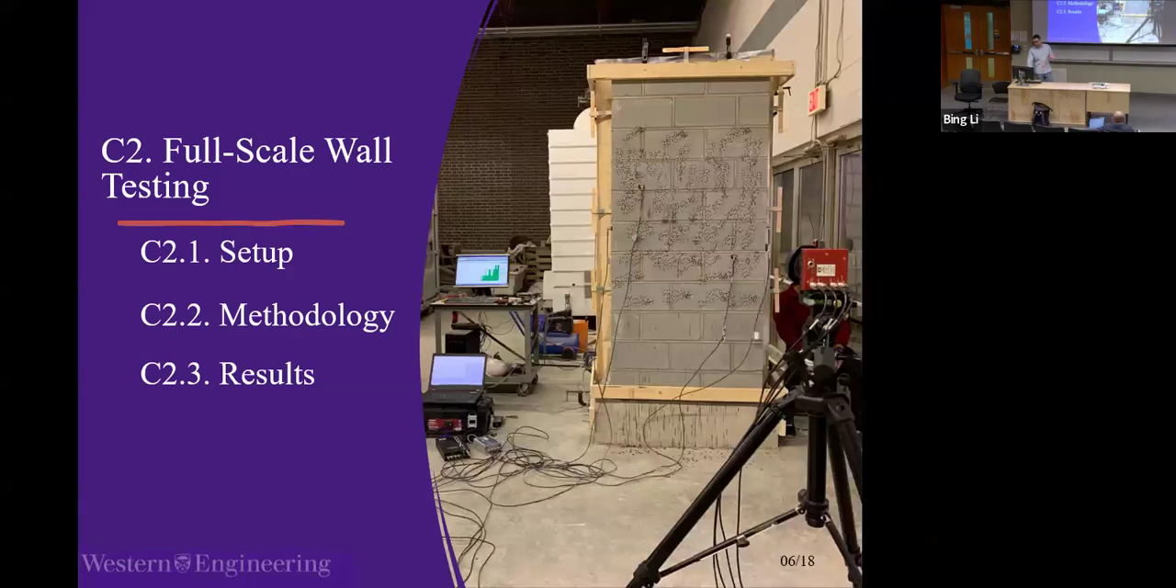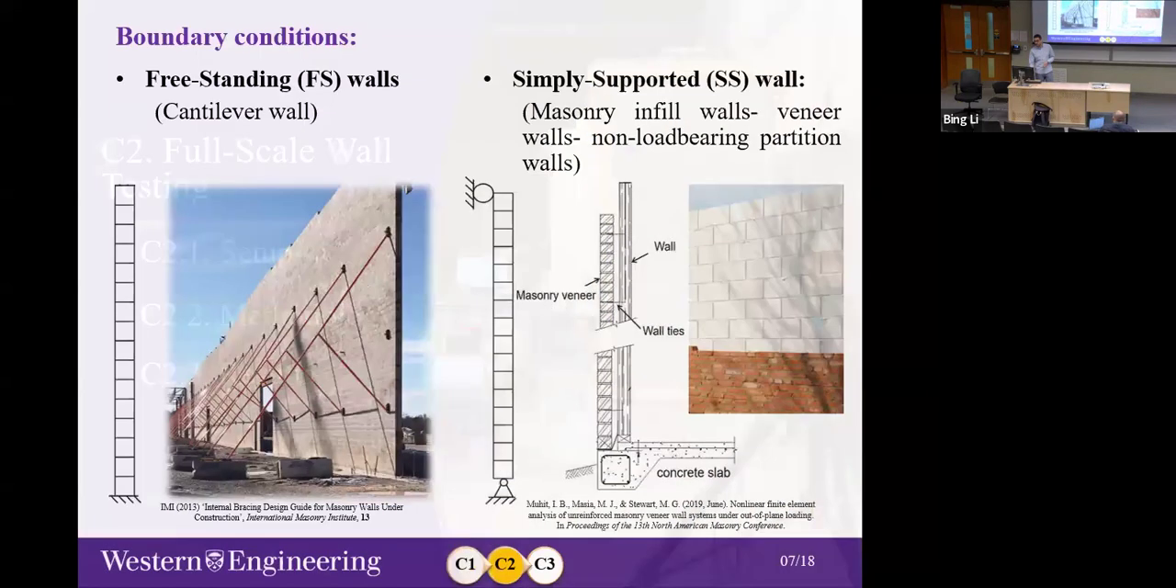So the main body is full-scale wall testing, which is experimental assessment of the flexural tensile strengths of the masonry walls. In this study, we consider two different boundary conditions. Firstly, freestanding walls or cantilever walls, which we will call FS walls in this presentation. And then simply supported walls, or SS walls, for example, non-load-bearing partition or infill walls.